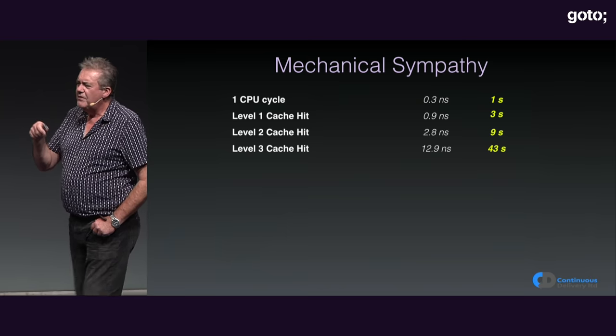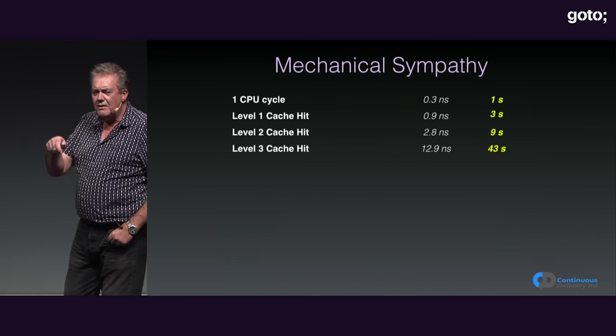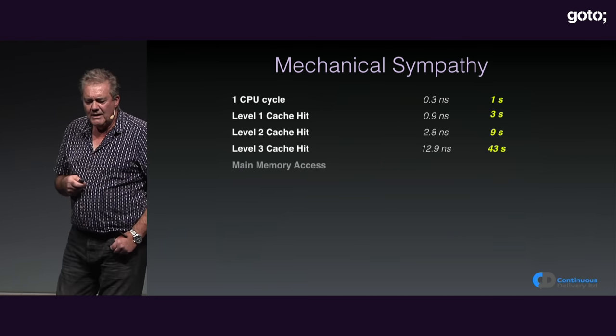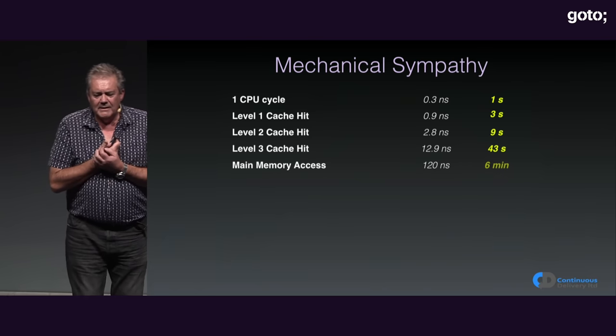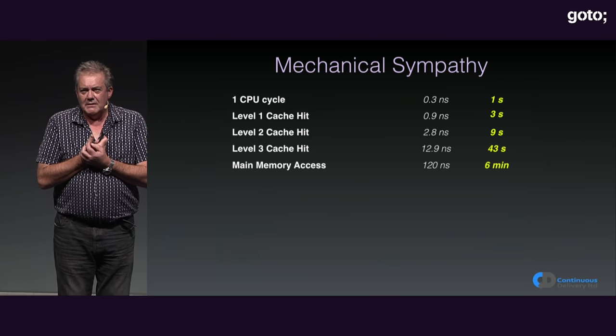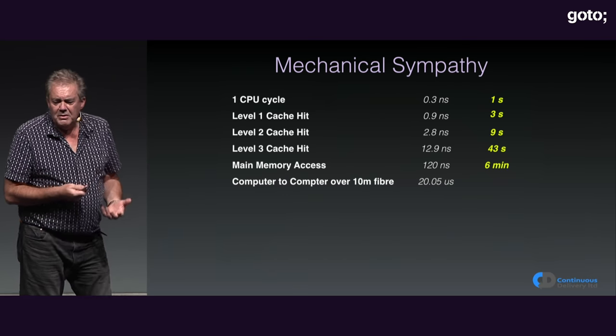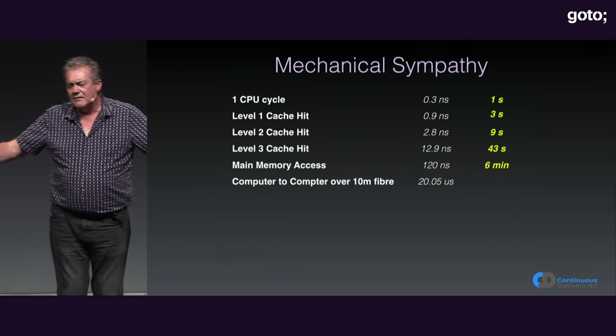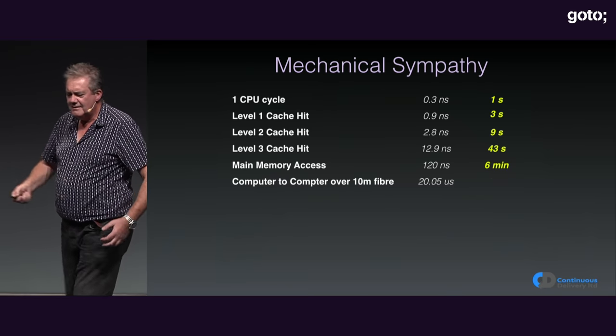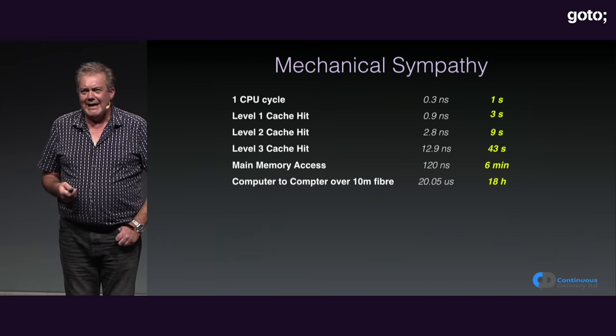Now we're getting into the territory where we've got to go off the chip. So if the stuff that we want to process is not in the cache on the chip, we've got to go to main memory. That's going to take the equivalent of 6 minutes. If we wanted to do computer-to-computer, say over 10 meters over fiber, so pretty fast, that's going to take 18 hours.